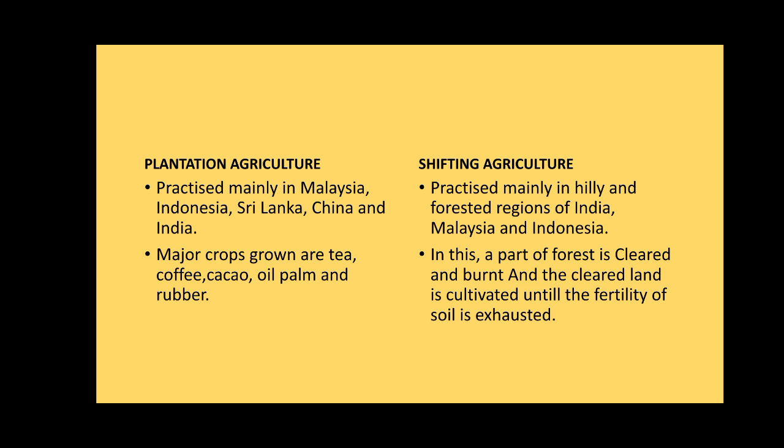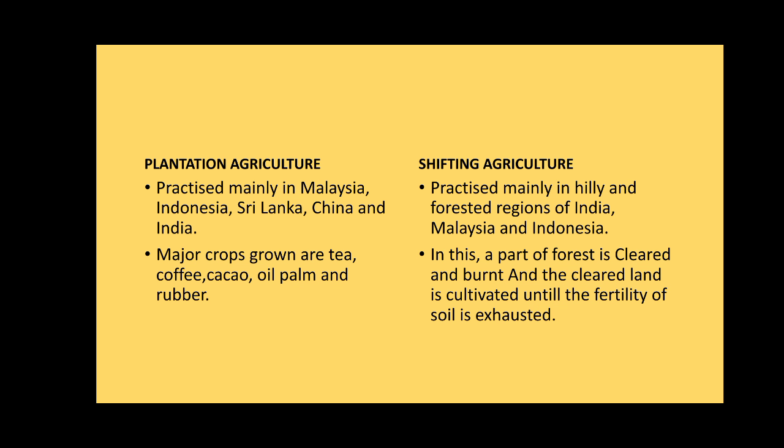Third is plantation agriculture. It is practiced mainly in Malaysia, Indonesia, Sri Lanka, China, and India. Major crops grown are tea, coffee, cocoa, oil palm, and rubber.